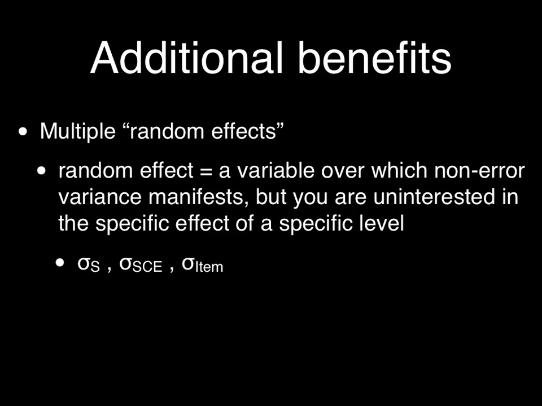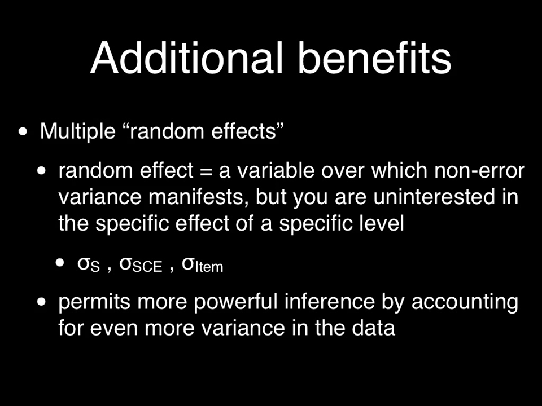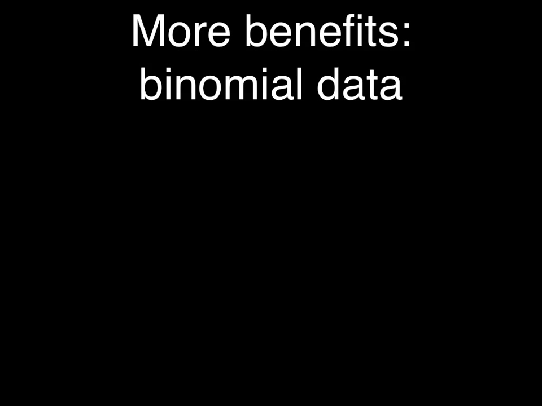That's just being solved by mixed effects modeling, because you could just tell your model that these are 2 random effects, and it automatically takes into account all that variability that you were looking to take into account in the first place. So you can add item as a random effect. It permits more powerful inference by accounting for even more variance in the data. So yet more benefits of mixed effects models.